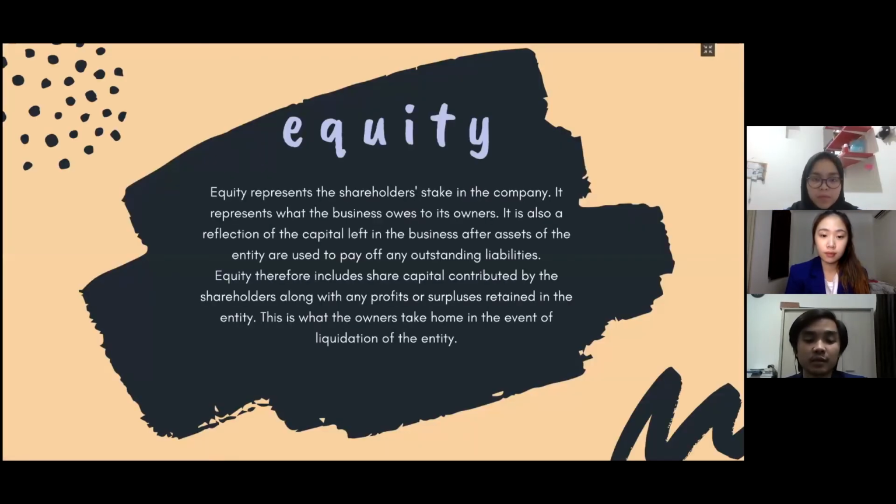And the last one is equity. It represents the shareholder stake in the company, or what the business owes to its owners. It is also a reflection of the capital left in the business after assets of the entity are used to pay off any outstanding liabilities. Therefore, equity includes share capital, which is contributed by the shareholders along with any profits or surpluses retained in the entity. This is what the owners take home in the event of a liquidation of the entity, theoretically.